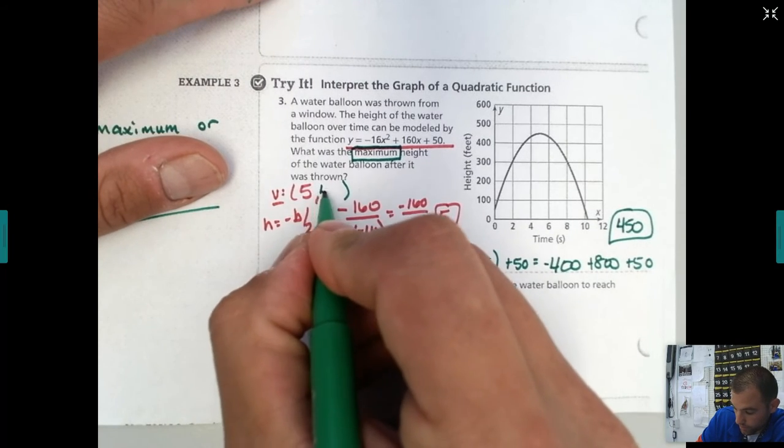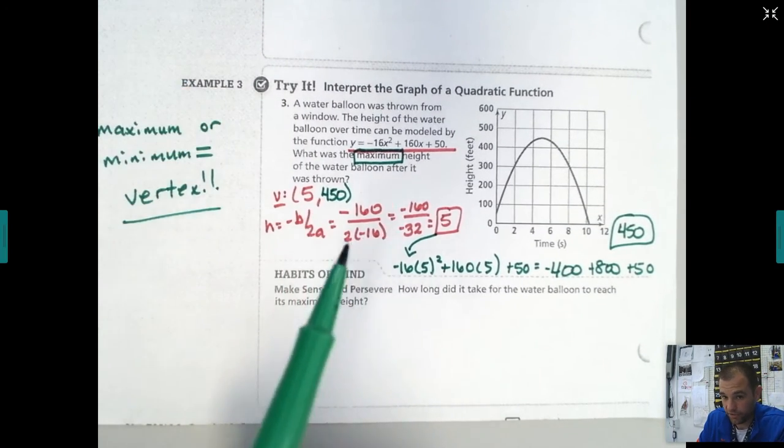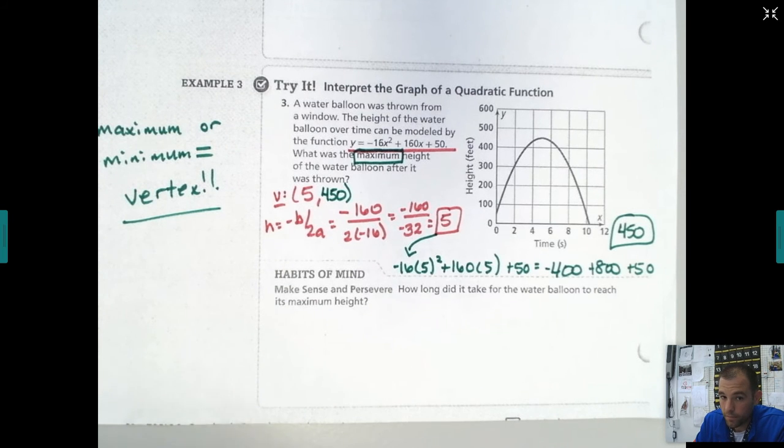So my answer to this problem, the vertex is 5, 450, right? But it's asking us for the maximum height of the water balloon. It didn't ask us to find the vertex, right? We had to find the vertex to get the answer. But it doesn't say what's the vertex of this equation. It wants the maximum height.